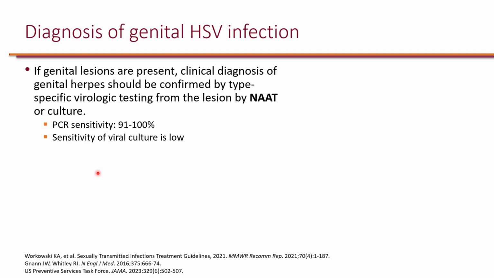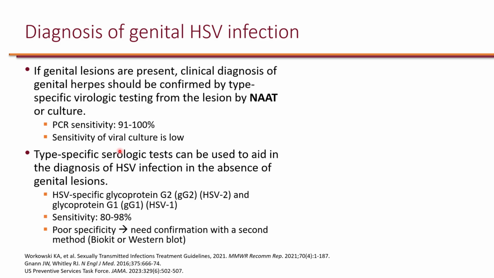Now, if the genital lesions are present, clinical diagnosis should be confirmed by type-specific virologic testing from the lesion, and that's typically with a nucleic acid amplification test, and that has a pretty good sensitivity that approaches almost 100%, so 91 to 100%. Whereas if you were to culture this, sensitivity of viral culture is low.